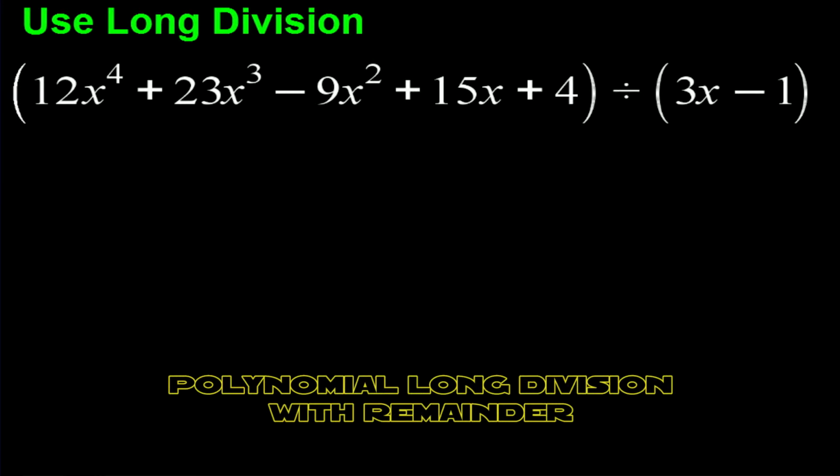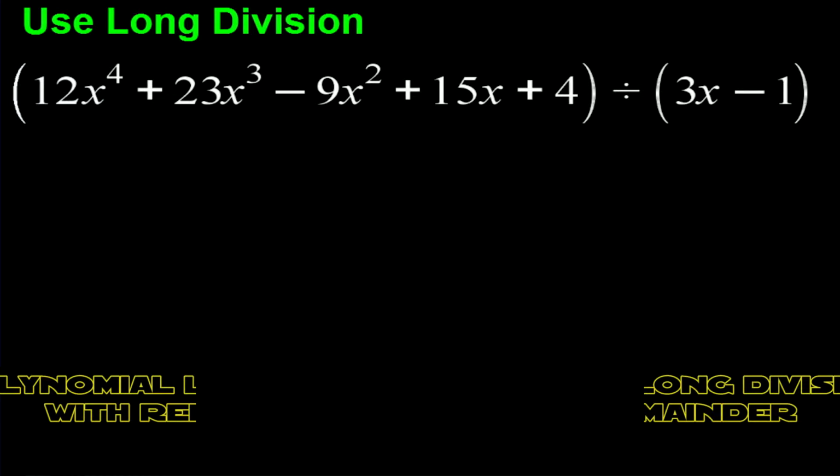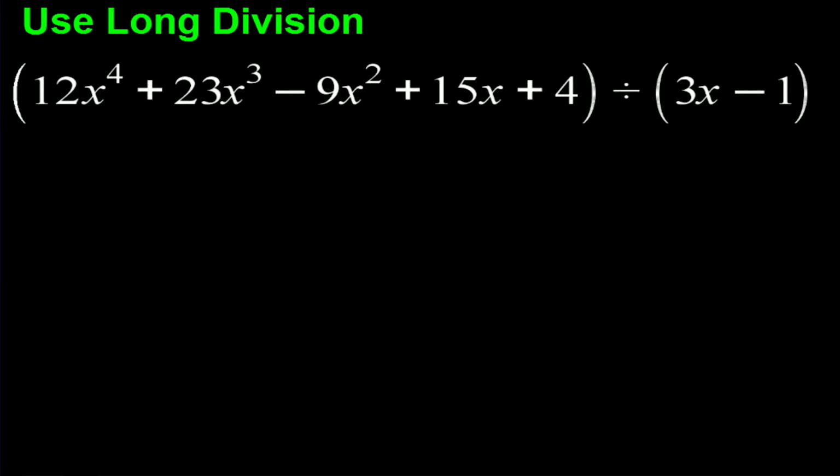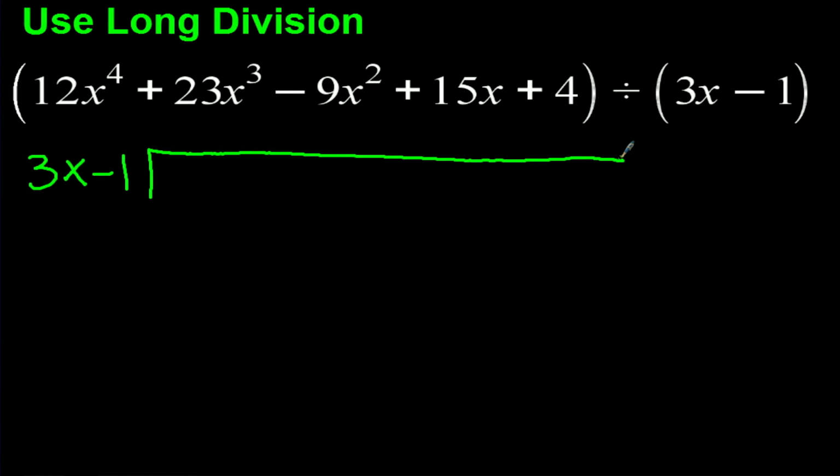We have an example here today where we're dividing a larger polynomial, 12x to the fourth plus 23x cubed minus 9x squared plus 15x plus 4, a fourth degree polynomial, by a single binomial, 3x minus 1. And we're going to use a process called long division. So we're going to do 3x minus 1, and we're going to set up a long division. Remember, doing long division with numbers, it's almost a similar process.